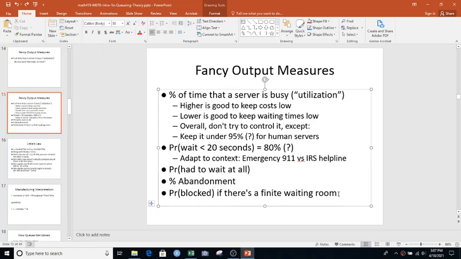So next time we'll talk about one of the fundamental laws of queuing theory and talk about how we solve queues.